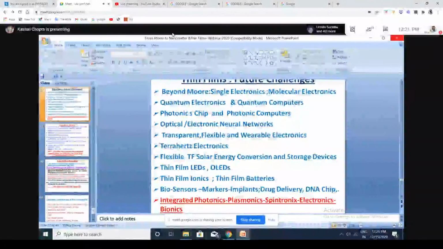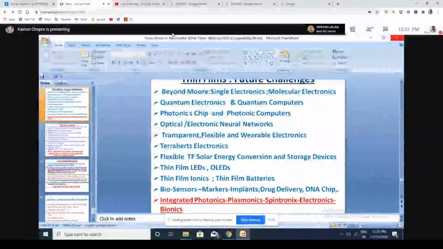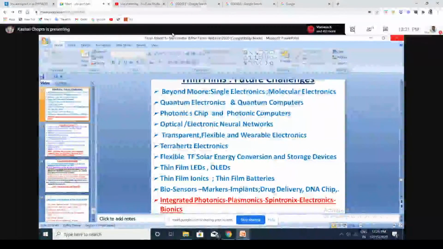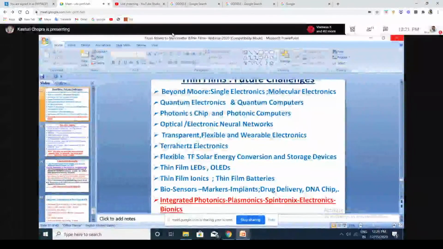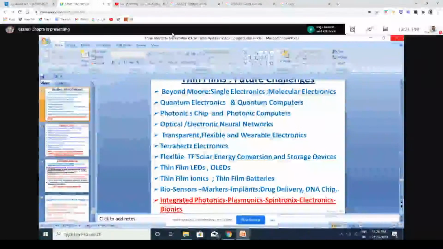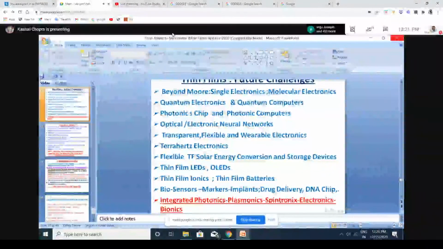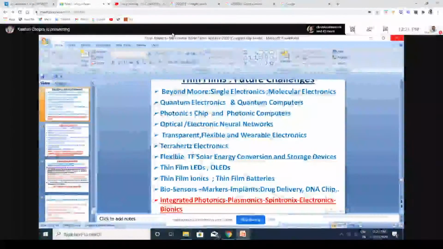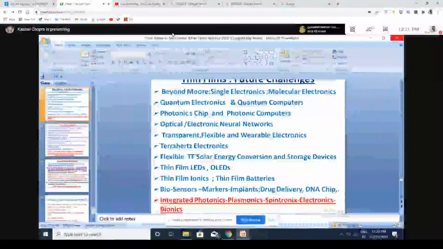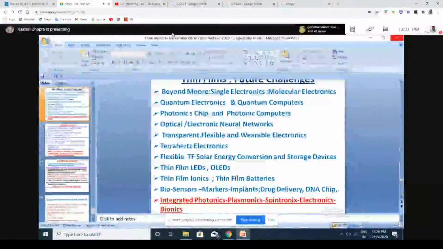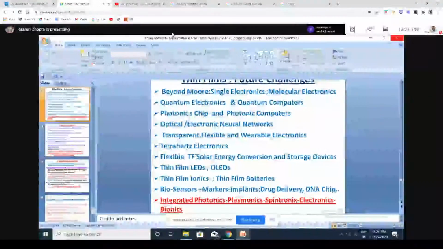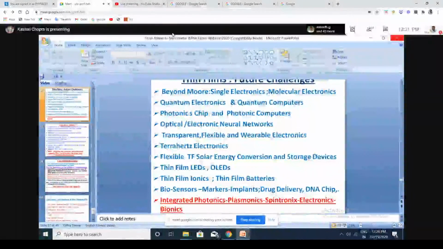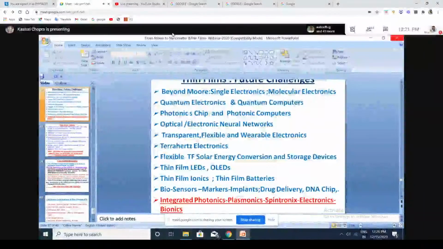So optical electronic neural networks, transparent, flexible, wearable electronics, terahertz electronics, flexible thin film solar energy conversion, thin film LEDs, OLEDs, of course they're coming in, thin film ionics. So this is another area. Now, we are not chemists and chemical engineers, so we don't talk of ions. We think ions are so heavy, how will they produce fast electrons? This is not correct. And in fact, this may very well be one of the major areas to develop now, thin film ionics. Because the reason is, after all, our brain, the human brain, is working on ionics. It is the ions that are doing it, not the electrons.